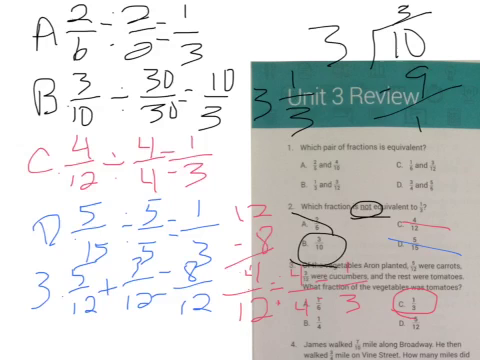Okay, so let's go on to number 4. Alright, so let's look at problem number 4. It reads that James walked 7/10 of a mile along Broadway. He then walked 3/4 of a mile on Vine Street. How many miles did James walk? Since we're asking how many miles James walked, we know we're going to add. So let's go ahead and add this.